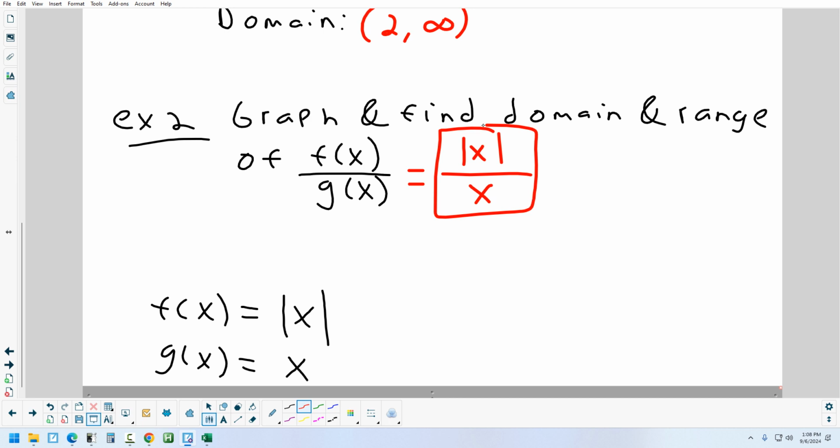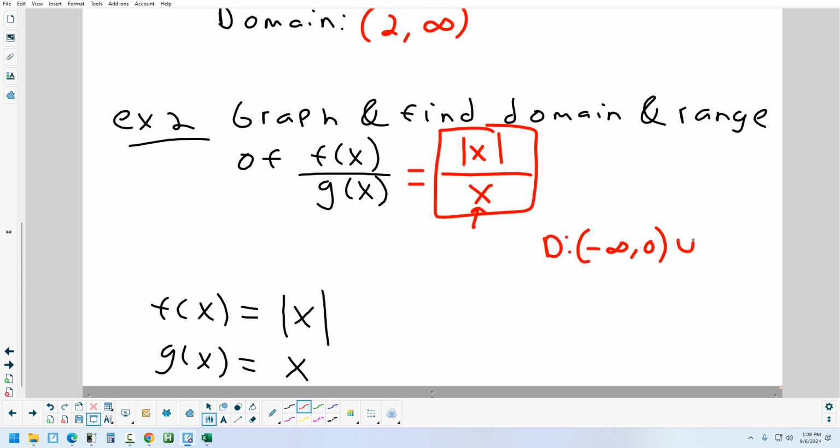What number are you not allowed to use for x right here? 0. Can you use anything lower than 0? Yes. Can you use anything higher than 0? Yes. So the way we're going to write that, anything lower than 0 means you can go as low as you want, and you can go right up to 0, but don't include it. That's why there's a parenthesis. We don't include the 0.